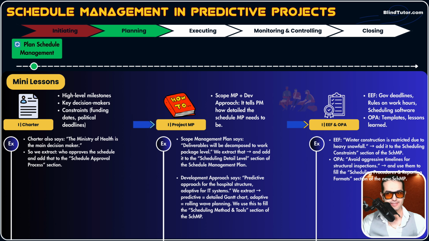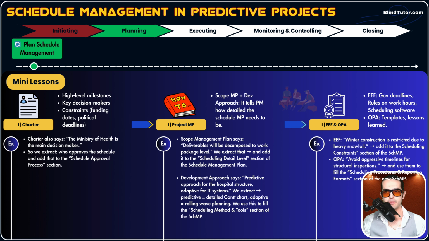Now we add this statement to the constraints part of the schedule management plan. And when planning the schedule, we need to consider all of these constraints that are added in the schedule management plan. Now, how does OPA help us? For example, in our organization's repository, we have a schedule management plan template from previous projects. We can use that template and tailor it to our project. This is how OPA helps us.